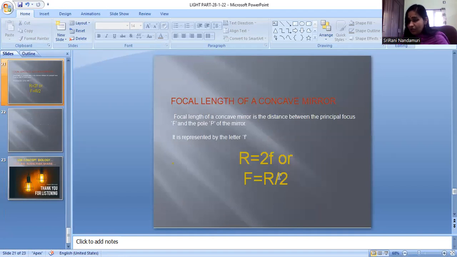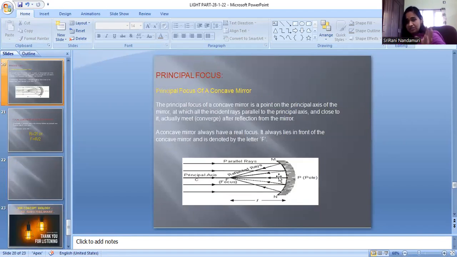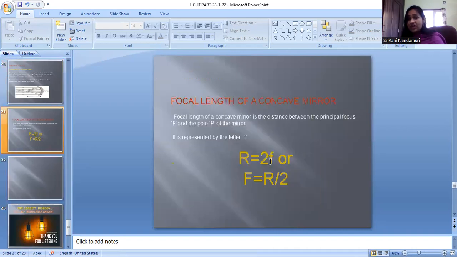Okay, by now you got to know how the images are formed in plane mirrors, how the images are formed in spherical mirrors, and the terms related to this: pole, center of curvature, radius of curvature, what is the principal axis, what is principal focus, and based on the principal focus, where the convergence of reflection takes place and where the divergence of reflection takes place. Understood? And now, focal length.